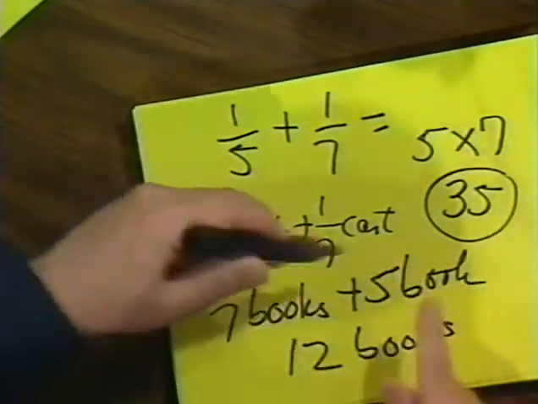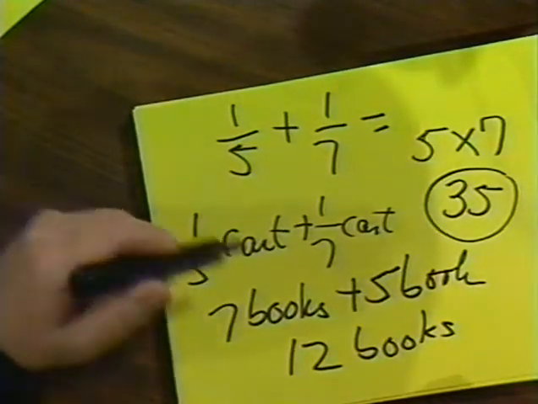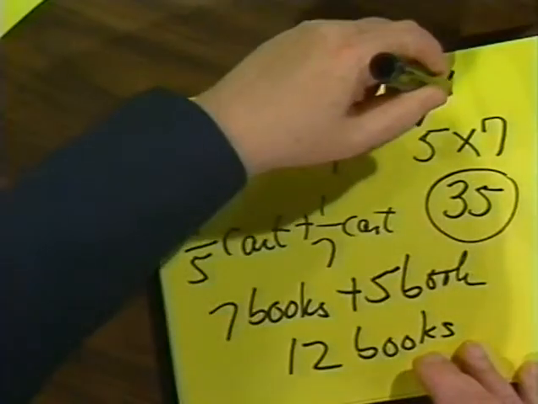Why? Because we know how to add whole numbers when they're modifying the same noun. How many books were there in the carton? 35. So this is a fractional part of a carton. What fractional part is it? 12 out of the 35.